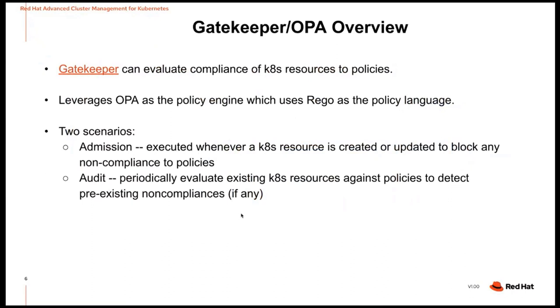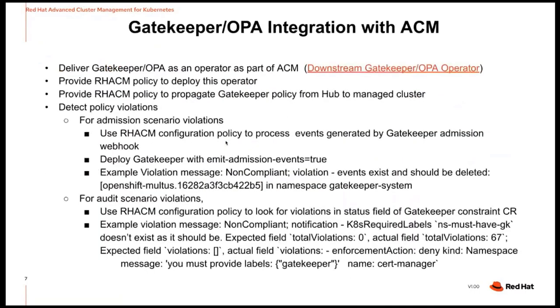So in order to complete the picture, there were a couple of things we had to do in terms of how we integrated Gatekeeper and OPA into ACM. First of all, we are going to deliver an operator that can deploy Gatekeeper and OPA. This work is actually progressing in the upstream community. What we have done is we have forked that community work and made it part of our open cluster management downstream. So we will deliver this as part of the ACM product.